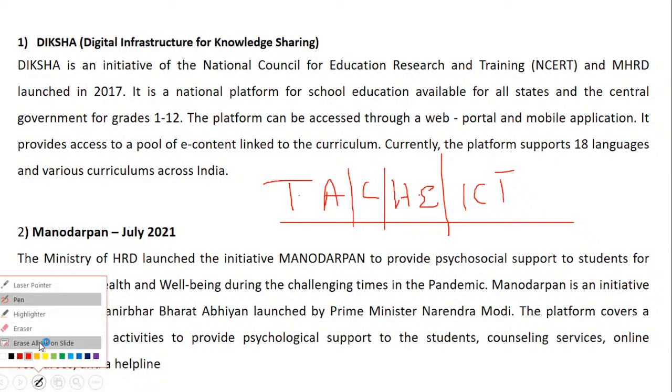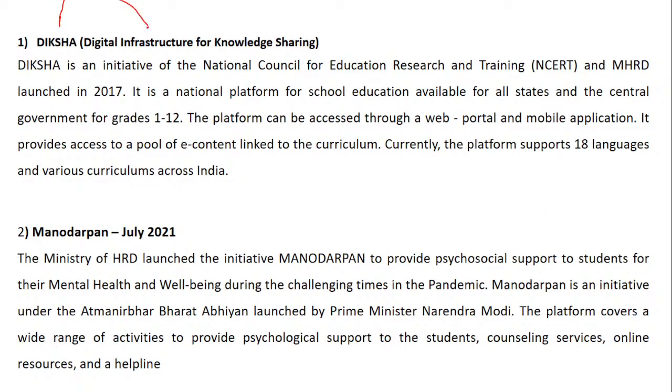It's also called by its full form. Okay, many times I made the students learn the full form very well. Now after such a huge gap they must have forgotten, but again we will start once again properly. So Digital Infrastructure for Knowledge Sharing is an initiative of the National Council for Education, Research and Training, that is NCERT, and the Ministry of Education, which was launched in 2017.